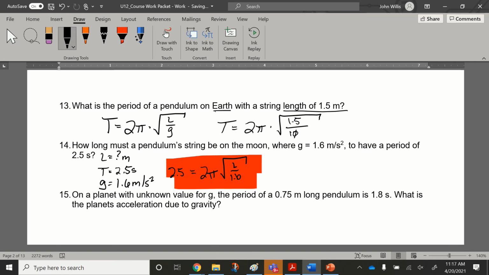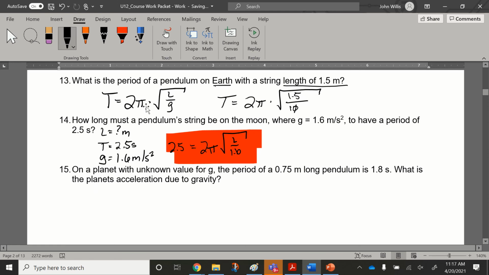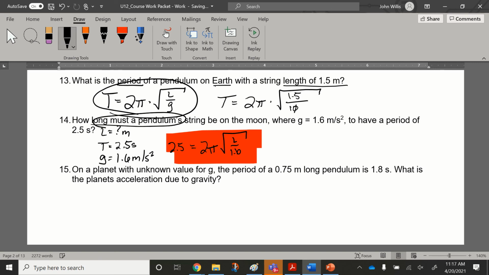So, I'm going to give you two equations for 14 and 15, and these are the two that I would like you to use. If you're asked to solve for period, use the equation that's on the cover page. If you're asked to solve for the length of the pendulum, the equation I want you to use is L equals T squared multiplied by g divided by 2 pi squared. Keep 2 pi in parentheses. That's the equation I want you to use. It's already rearranged for you.